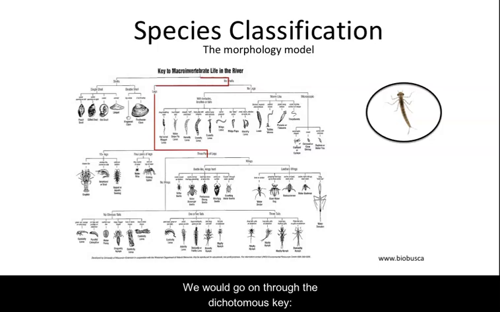We'd go on through the dichotomous key: does it have wings? Nope. And how many tails does it have? Well, it has 3 tails. And finally, down to the nitty-gritty of whether or not it has gills on its abdomen, and we can finally conclude that it's a damselfly nymph.